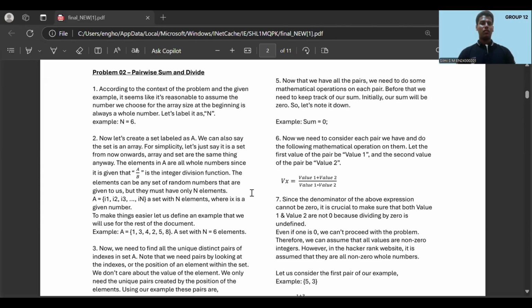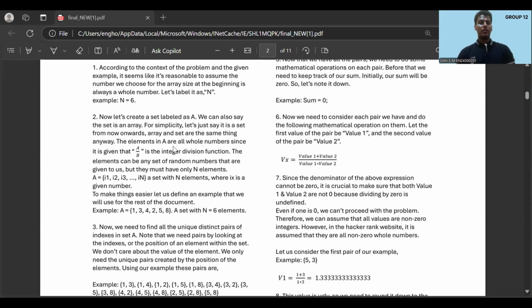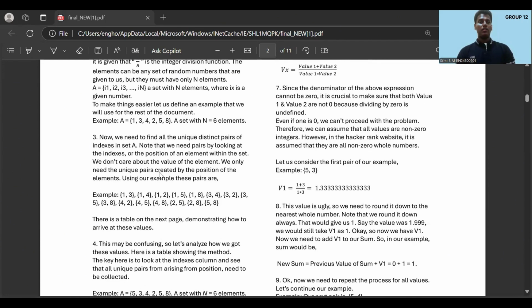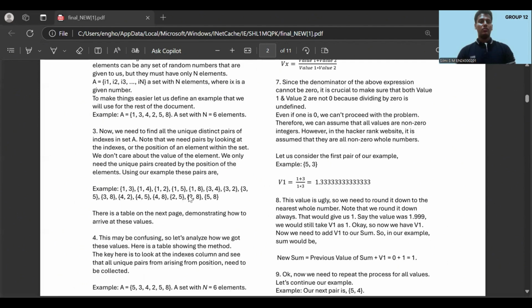Let me walk through the problem, pairwise sum and divide. Step 1, start by defining the size of the array, for example, n equals 6. Step 2, create an array A with n elements, such as A equals 1, 3, 4, 2, 5, 8. Step 3, identify all unique index pairs from A. For example, this could be 1, 3, 1, 4 based on position.